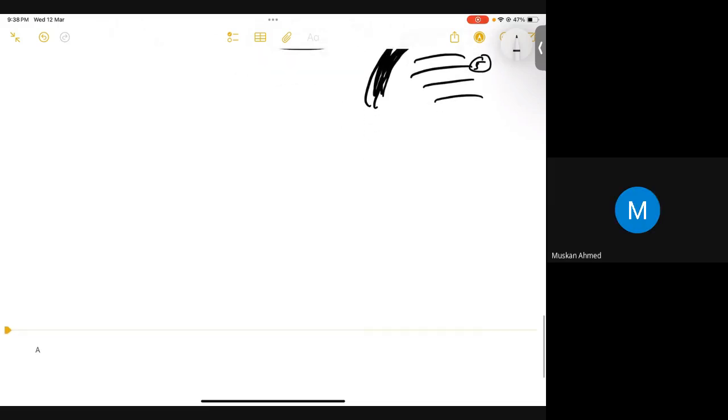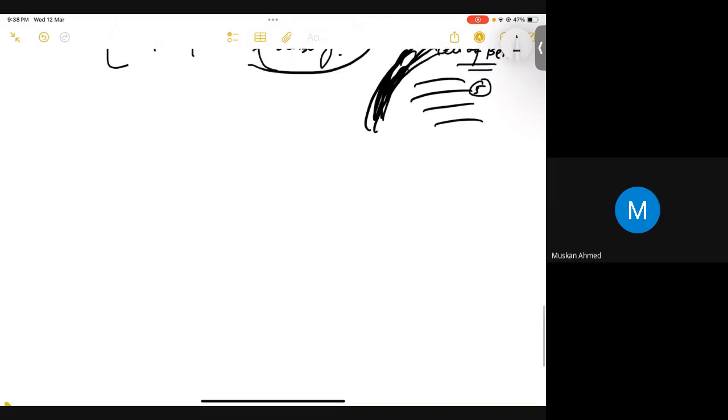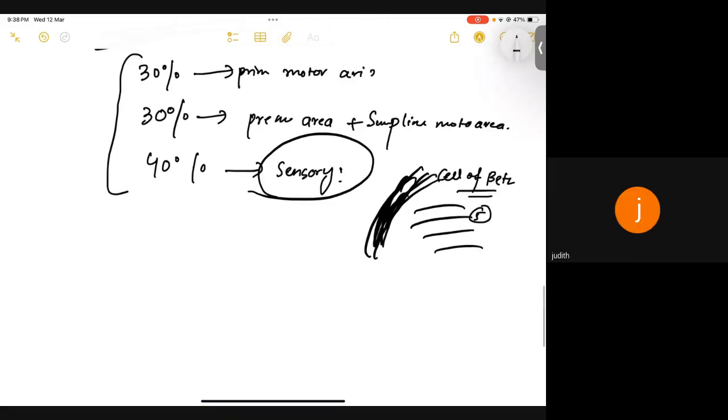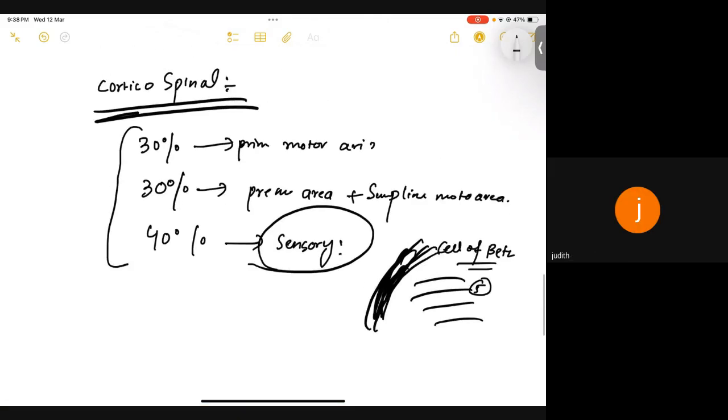Those fibers are highly myelinated. Can you please explain again? Okay, so we were discussing corticospinal tracts, right? Corticospinal tracts are also your motor tracts, right? For example, if I want to initiate a motor response, we have descending or corticospinal tracts for that, right?